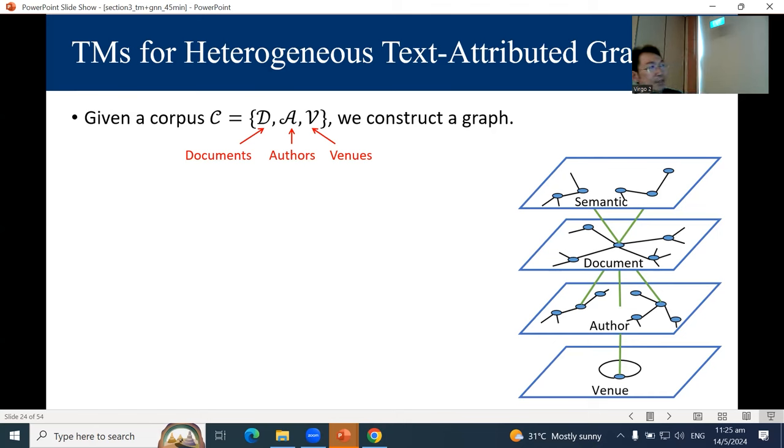Then the edges will cut across different types of vertices. Documents have words, so in that case it will cross the two layers. A document has an author or multiple authors, so there is a crossing between authors and documents. And then documents have venues, right? Because you publish a document in a particular venue.